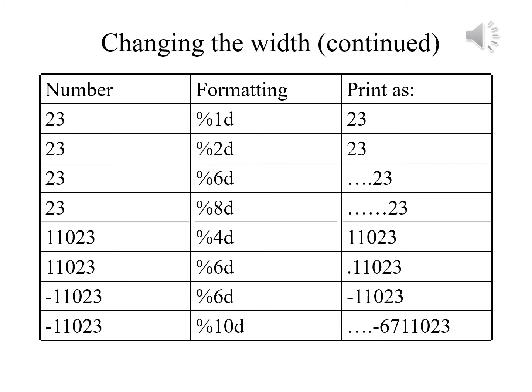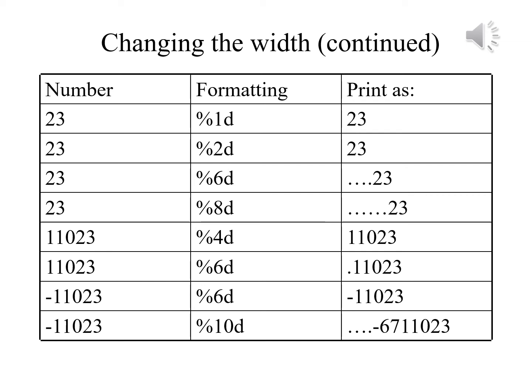On this slide, you'll see a continuation of the table. The numbers that we have here are 23, 11,023, and negative 11,023. We started out with 23 using the formatting %1D, and again, since it will allow at least 1 space, we will be able to fit in 23. %2D will again give us 23. This is the exact amount that we need, and it's all fine.